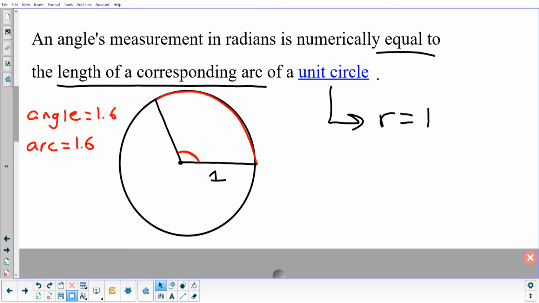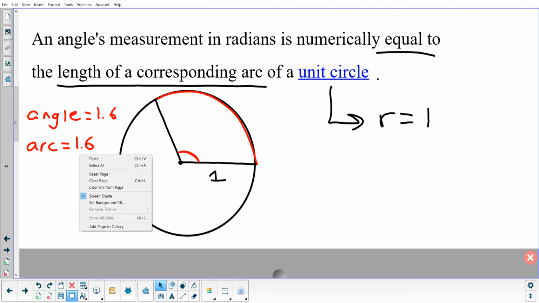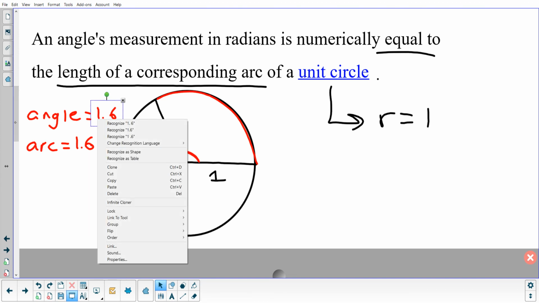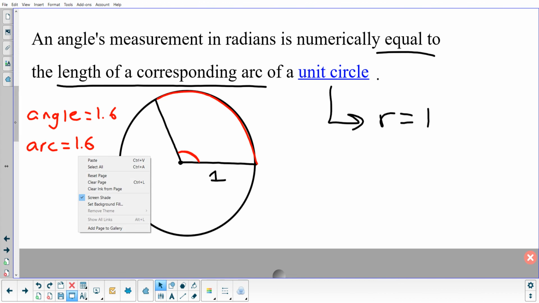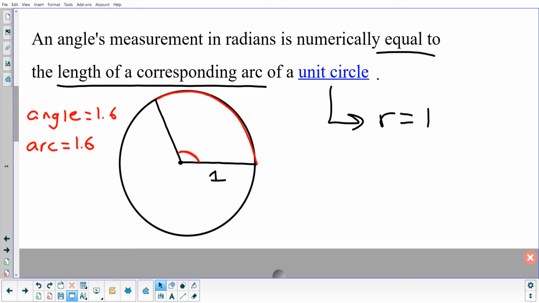On this special size circle, these two things are always the same. If the angle was 2.5, then the size of the arc would be 2.5. If the angle was 0.6, then the length of the arc would be 0.6. Those two numbers are always the same. Any question on that idea? Now, it's not true on any circle. It has to be a circle with this size radius. It has to be radius of 1.